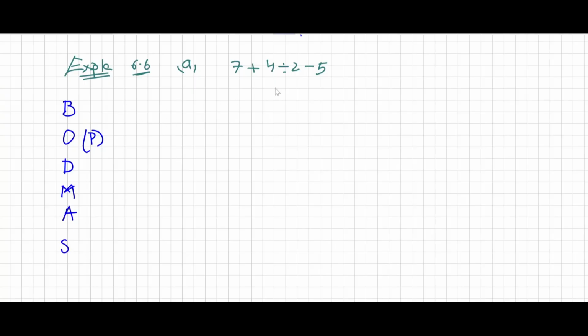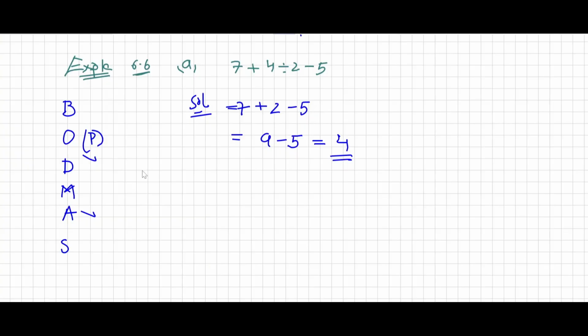So let's do the solution. Now here are not the brackets, and there are not the powers. So what you will do, the division is first. So 4 divided by 2 will give you 2, minus 5. Now in our rule, we are saying do the addition first. So 7 plus 2 is 9, minus 5, you will get 5 in the end.